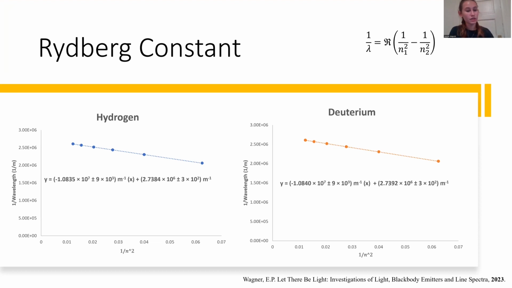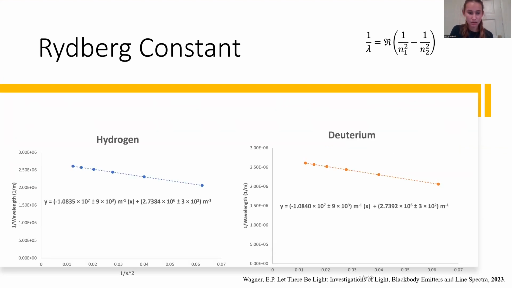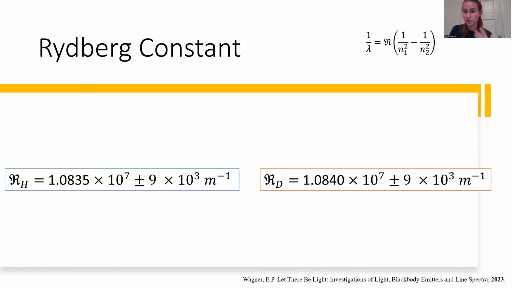But based on this equation, we can plot 1 over wavelength versus 1 over the principal quantum number squared for hydrogen and deuterium to obtain the Rydberg constants from the slope. And we obtain these slopes using the LINEST function in Excel. So these are our experimentally determined Rydberg constants.